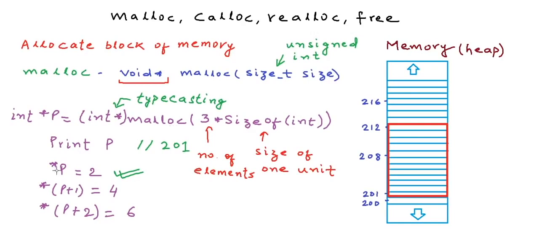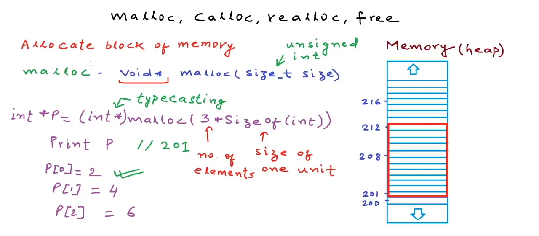We could also write asterisk p as p[0], asterisk p plus 1 as p[1], and similarly asterisk p plus 2 as p[2]. They mean the same. All the manipulation on dynamically allocated memory happens through pointers. You have a pointer to the starting address, and then if you want to go to the next element in the array, you increment the pointer, and this is how things happen.